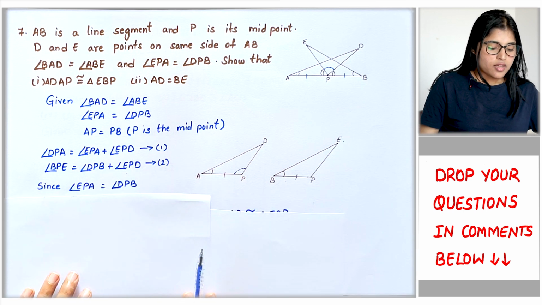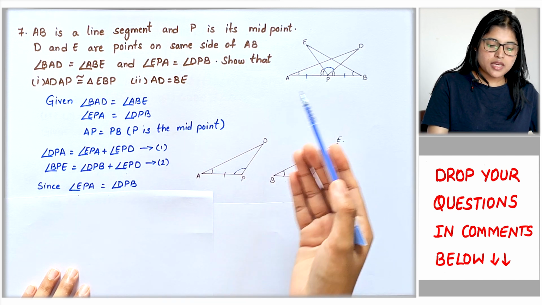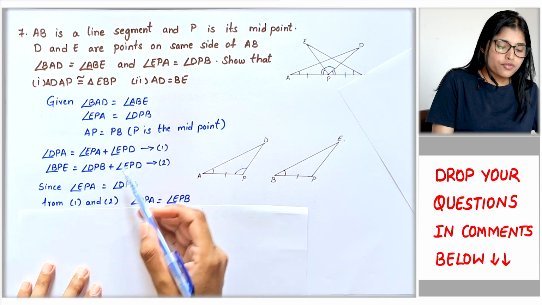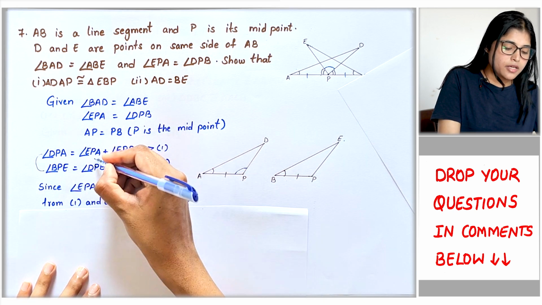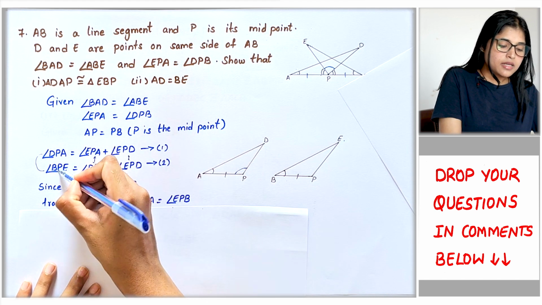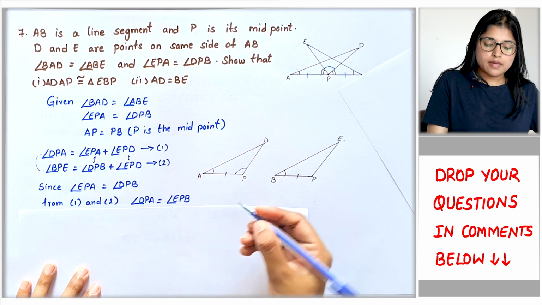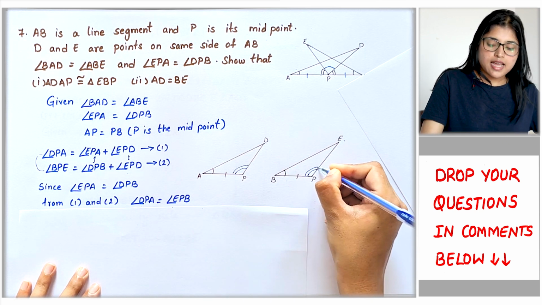Now I know that these two angles EPA and DPB are equal from the given information, that is these two are equal. So from equation 1 and 2, I can say that these two are also equal, because if these two are equal and these two are already equal, that means these two are also equal. So I can say DPA equals EPB. So I can say this angle is equal to this angle.